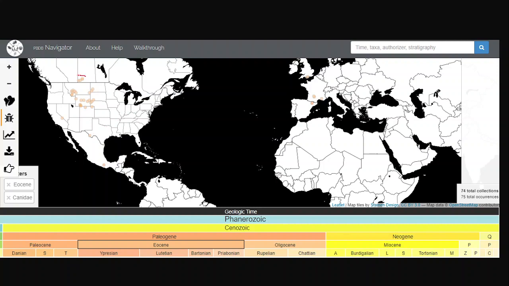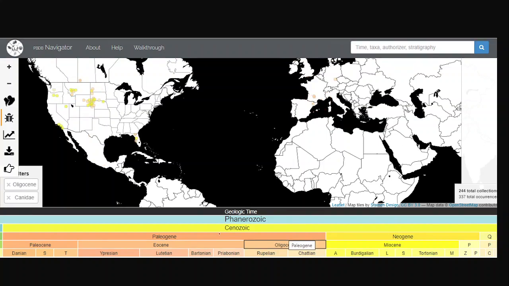These are the first records. And we see a bunch here in North America, but there's actually a couple here in Europe as well. So during the Eocene, 30 some million years ago, we start seeing canine fossils. So now let's go to the Oligocene. All right, we go to the Oligocene. So we're moving forward in time.